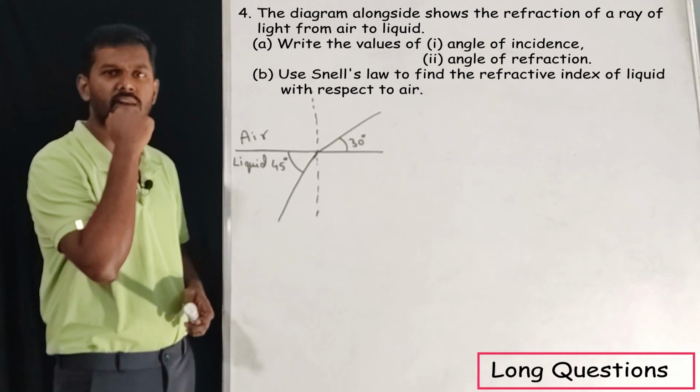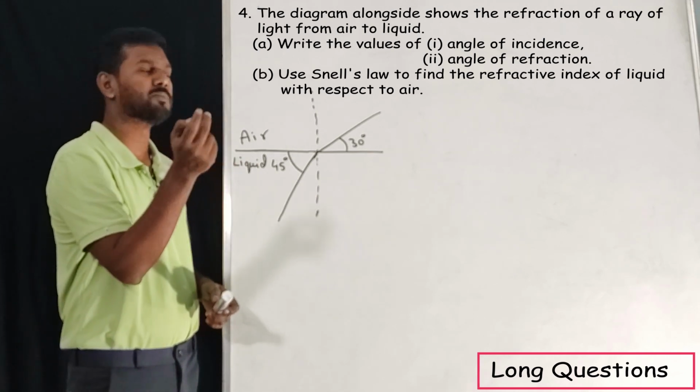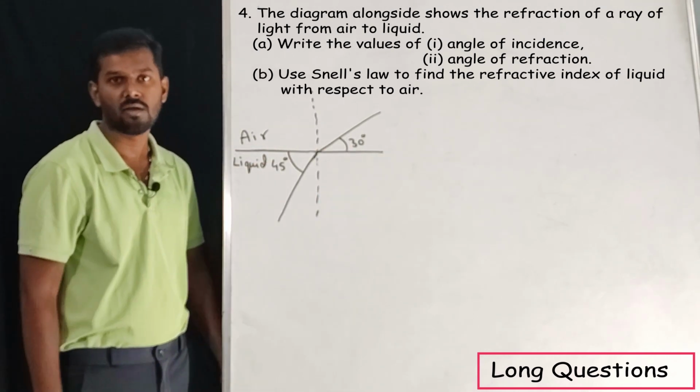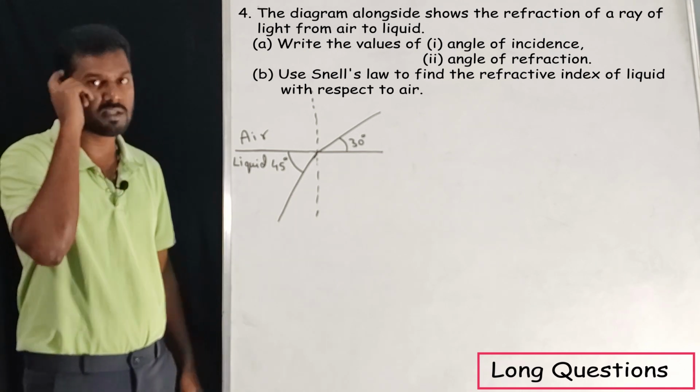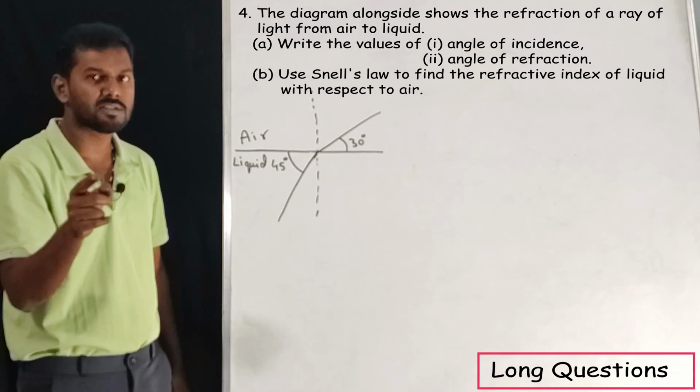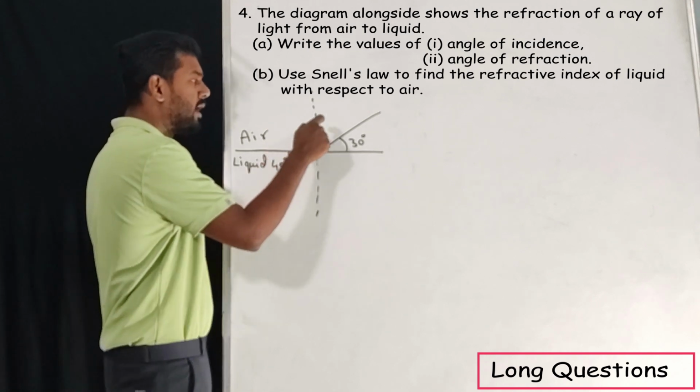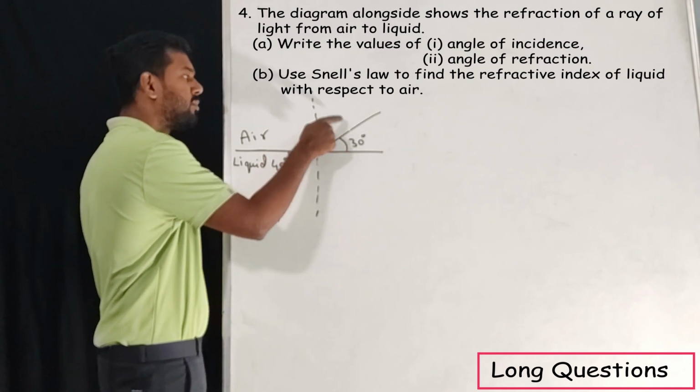And why are they asking for the values? If they are asking for the values, it means these values are not correct. What do you mean by angle of incidence? That you should know. What do you mean by angle of incidence? The angle between the incident ray and the normal.